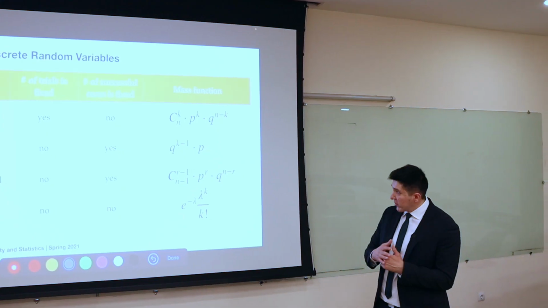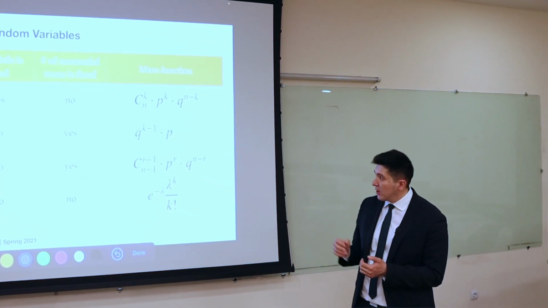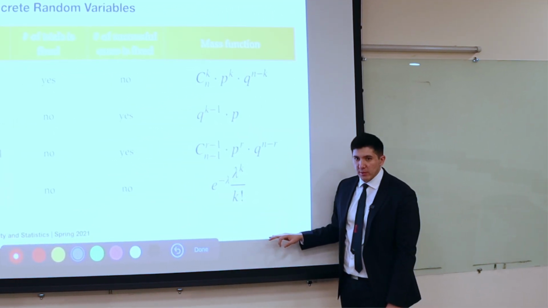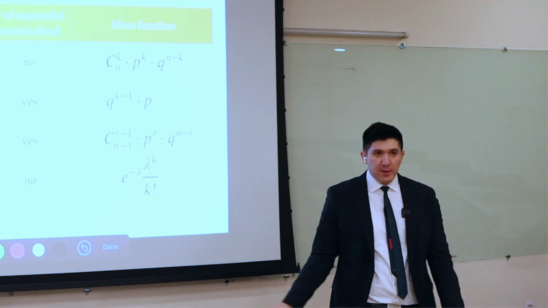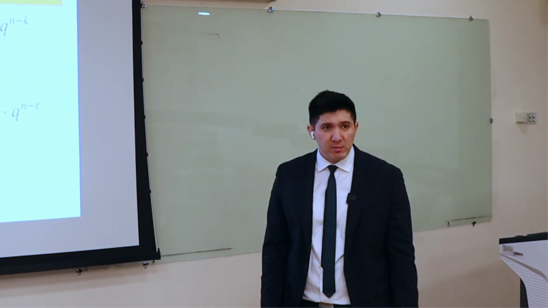So the number of successful trials goes to infinity, and the number of trials also goes to infinity. And here are the probability mass functions which we are going to use. So these are the main discrete probability distributions.